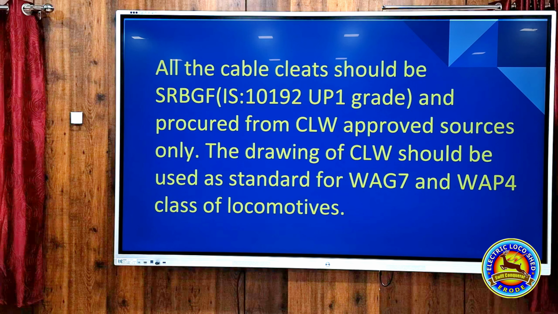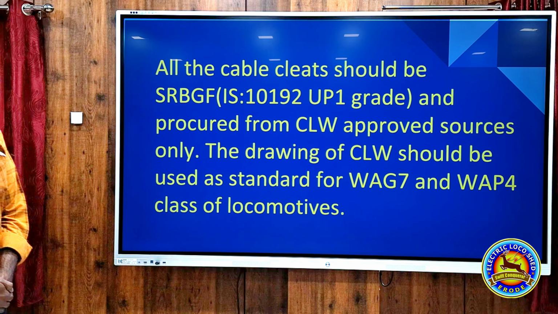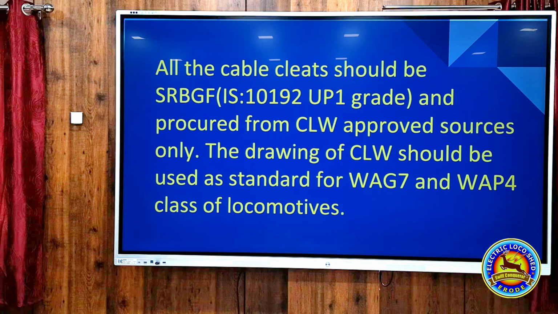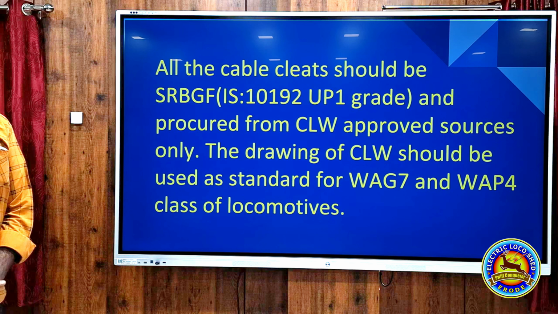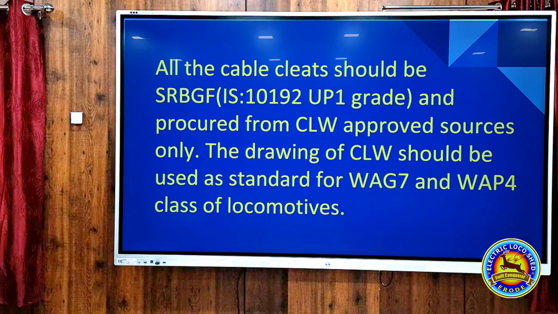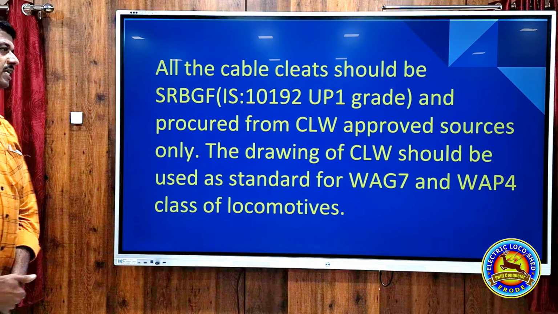All the cable cleats should be SRBGF, that is silicon resin bonded glass fiber. Its IS specification is IS 10192 UP1 grade. Only that specification SRBGF cleat should be used in the locomotive, and we should not use any other cleat, that is PVC cleat or metallic cleat or any wooden cleat. You should never use wood because it is very prone to fire. So we have to use SRBGF only, not any other cleats.